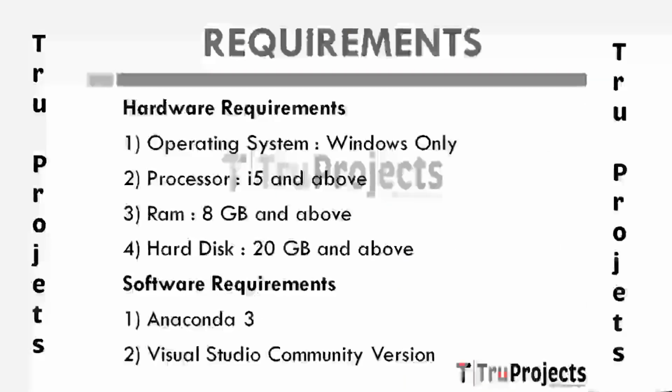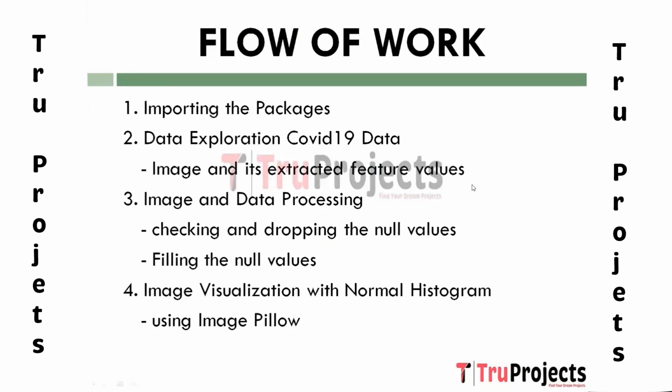So now coming to the requirements part, here we have two types of requirements: hardware requirements and software requirements. In hardware requirements, the operating system Windows is required, processor i5 and above, minimum 8 GB of RAM, and hard disk 20 GB and above. Coming to the software requirements, Anaconda 3 is required and the Visual Studio Community version is required.